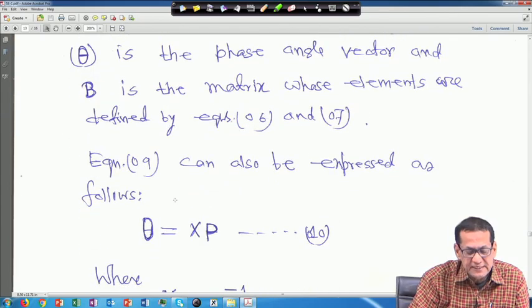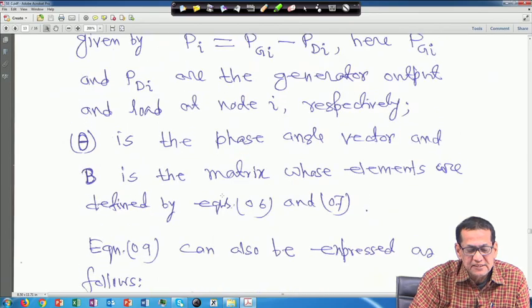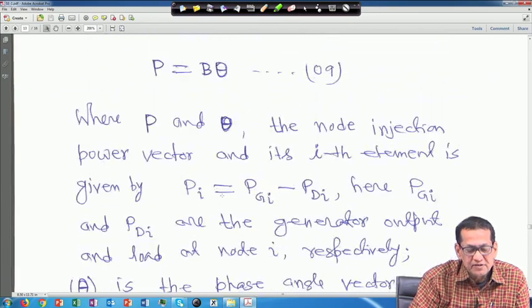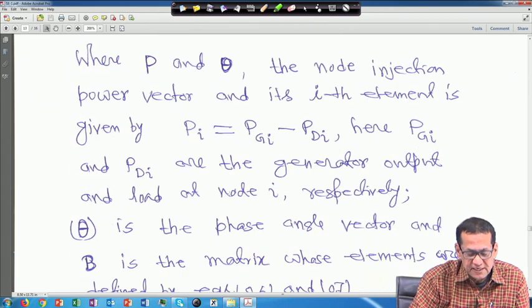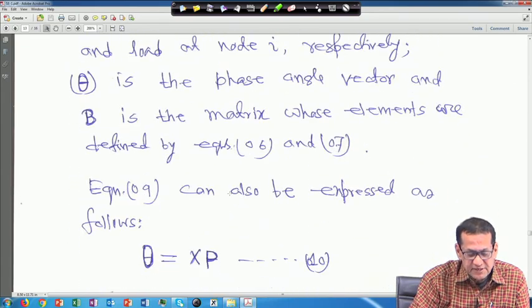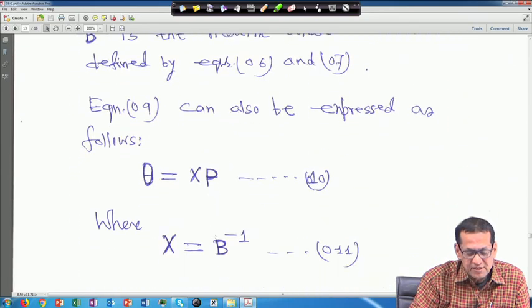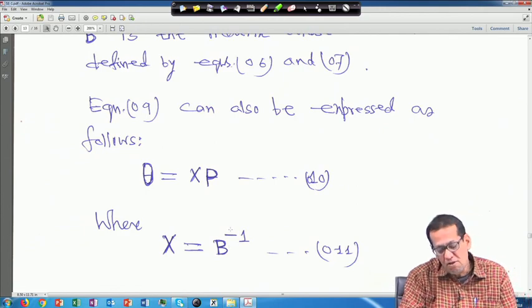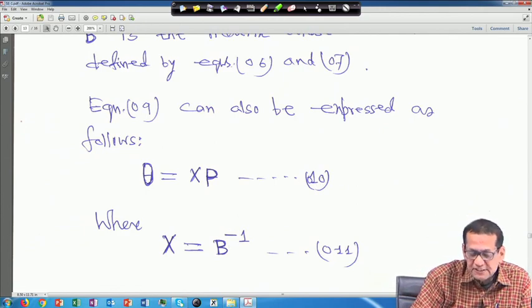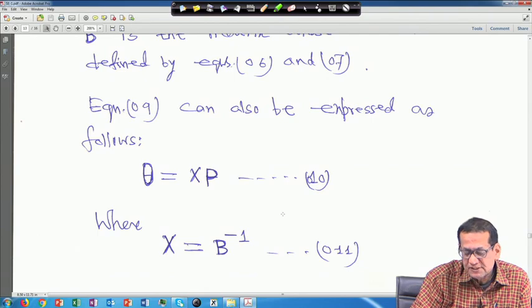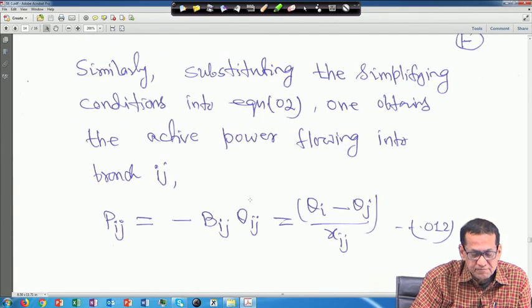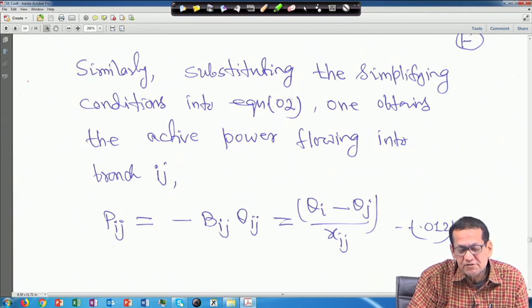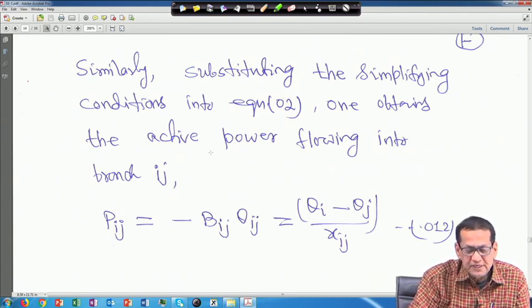Then we can write theta is equal to, from the above equation, P is equal to B theta. So theta is equal to, you are writing that x is nothing but B inverse P. So, this is equation 10.10 and this is equation 10.11. If it is so, then similarly substituting the simplifying condition into equation 10.2, one obtains the active power flowing into the branch.